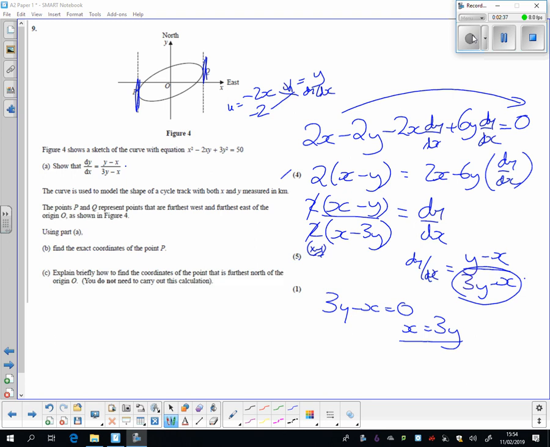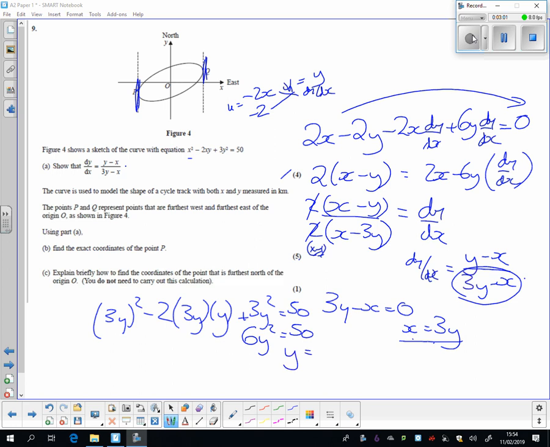Once you've got that, what we're going to do is drop this x equals 3y back into the original. And so I've got 3y all squared minus 2 lots of 3y times y plus 3y squared equals 50. That tidies up on the left hand side to say that 6y squared is equal to 50. So y is equal to minus 5 root 3 over 3.